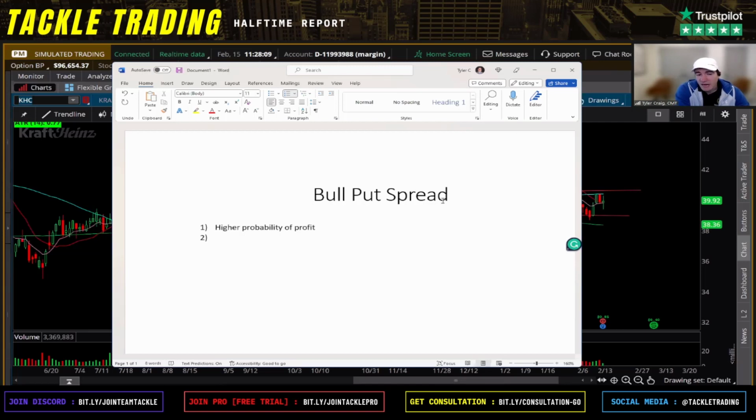One of the reasons why it has a higher probability is you profit from time decay. You profit from the passage of time, something that's more predictable, more reliable than guessing if the market's going to go up or down tomorrow. You also profit from the overpricing of options.